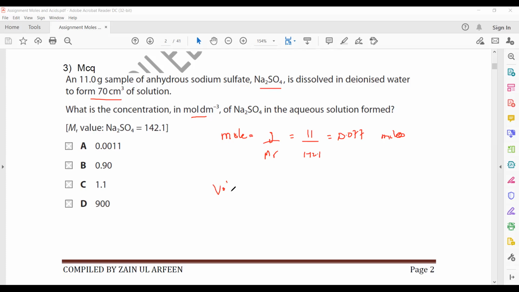And to get the volume in dm cube, divide by 1000, so 70 divided by 1000 is 0.07. So to get the concentration, that is 0.077 divided by 0.07, which is equal to 1.1 moles per decimeter cube. So C will be the right answer.